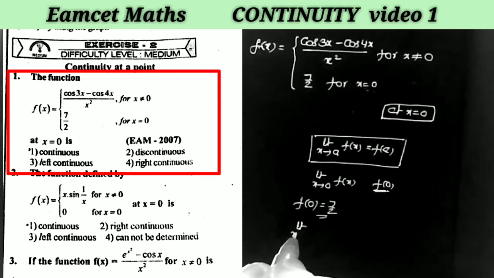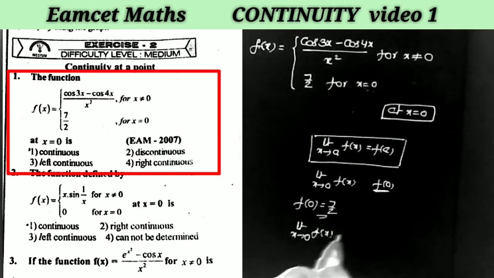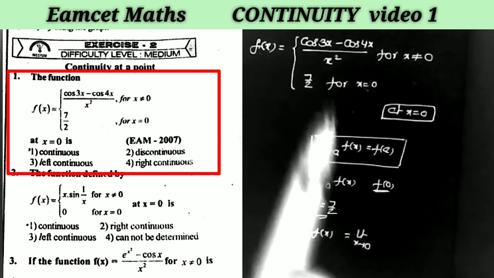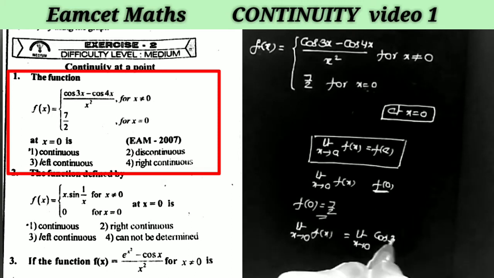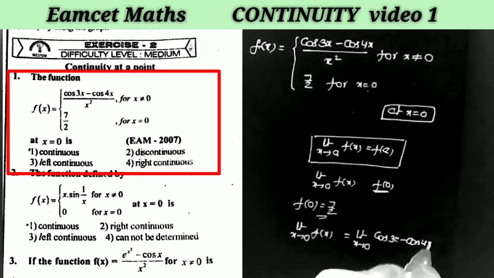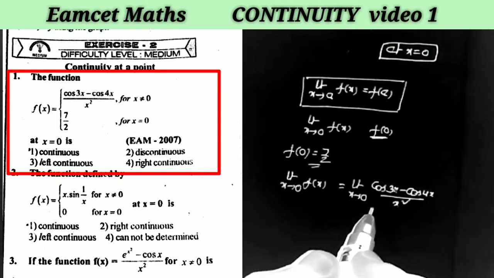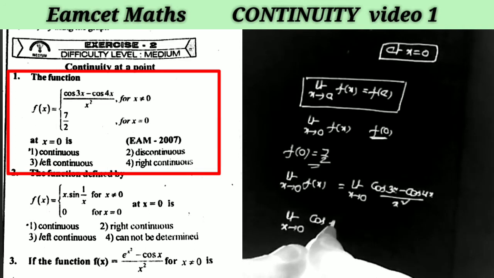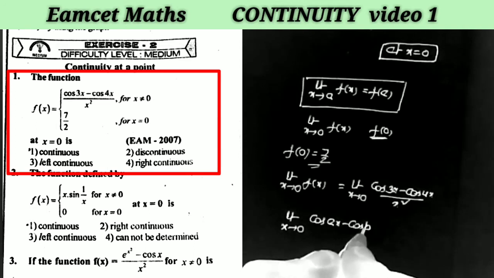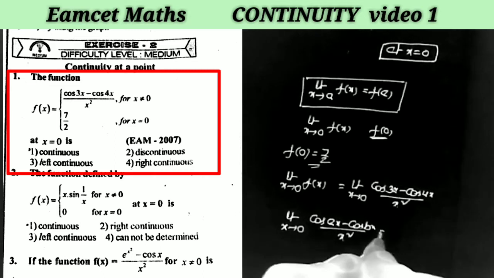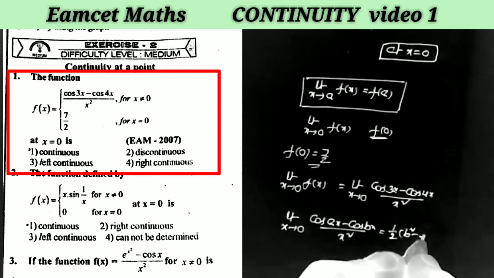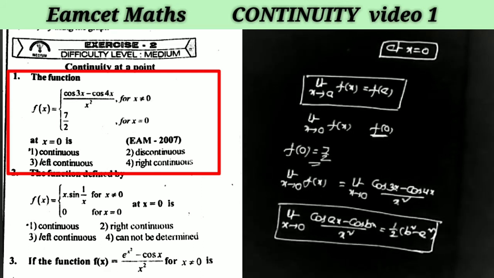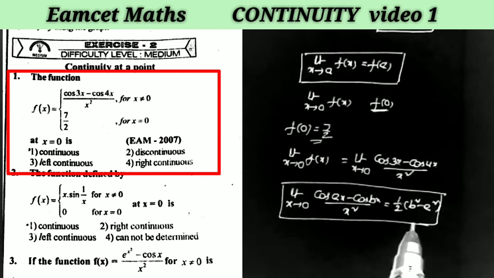What is limit x tends to 0, f of x? One function is given here: cos 3x minus cos 4x by x square. Already in the limits topic, I told you about one formula. The formula is limit x tends to 0, (cos ax minus cos bx) by x square is equal to 1 by 2 into (b square minus a square).